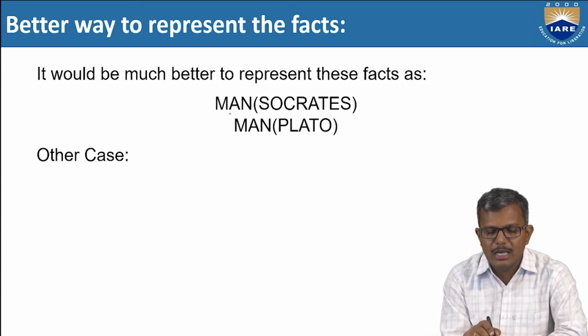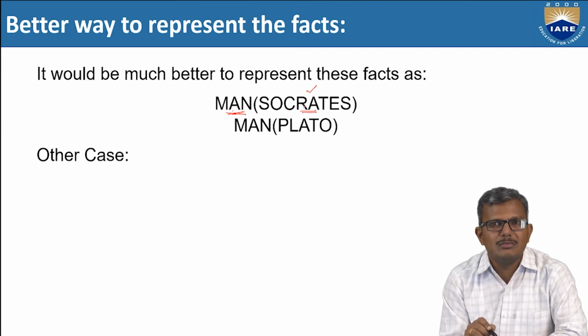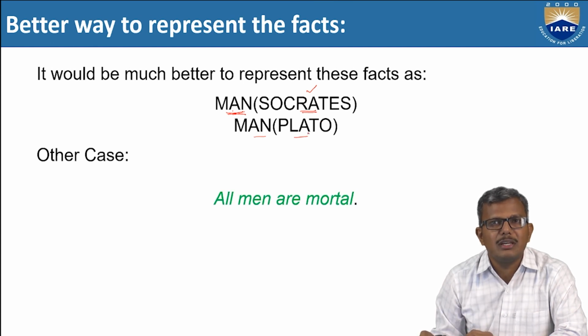So what I have done, I have represented it like this: man, Socrates. Who is Socrates here? Socrates is a man. This man is telling about the relation of the object called Socrates. Similar to that, man, Plato. We have improvised and written it in this manner: Man in brackets, Socrates. Man, Plato.